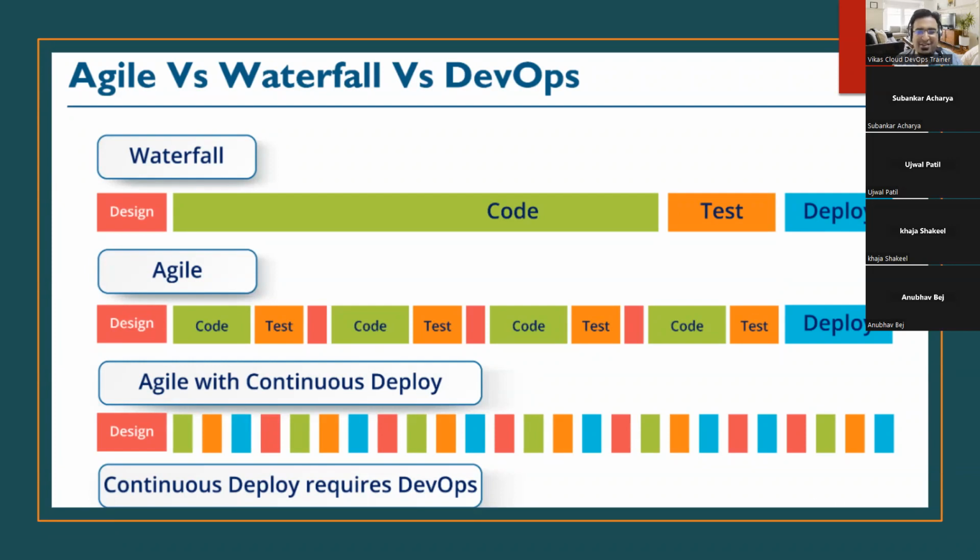With agile in 2020 or 21, something new came: agile with continuous deployment, or agile with DevOps. When this came into the picture, what is happening? Designing happens. As soon as the developer writes the code, the testing starts automatically. As soon as testing is done and all is good, let's deploy into the environment.